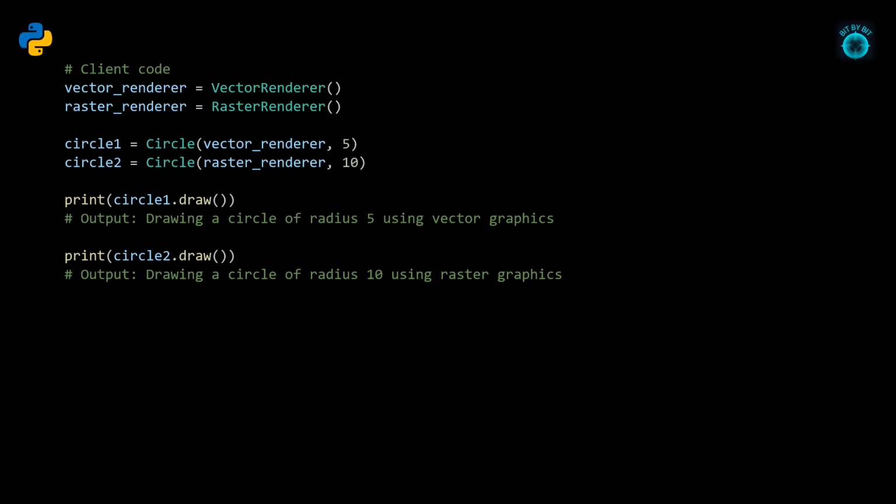Calling draw on each prints out different rendering styles, but the circle abstraction doesn't care how the rendering is done. This pattern lets you change or extend the shape hierarchy and the rendering implementation separately. The bridge pattern helps keep your code scalable, modular, and platform independent by cleanly separating responsibilities across different dimensions.